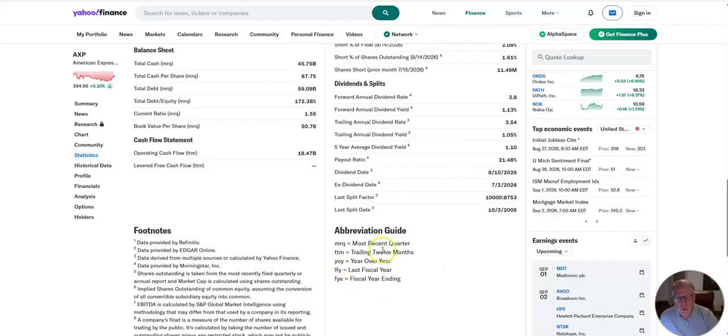And the MRQ is the most recent quarter. TTM is the trailing 12 months. YOY is year over year. LFY is last fiscal year. And FYE is fiscal year ending. So those are what they're asking for in question number 2.